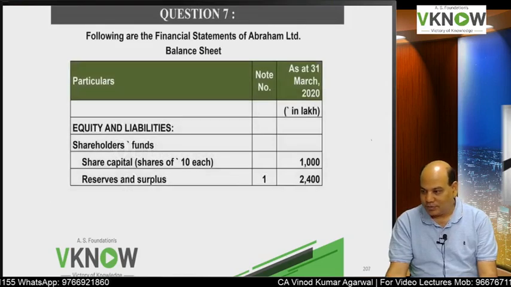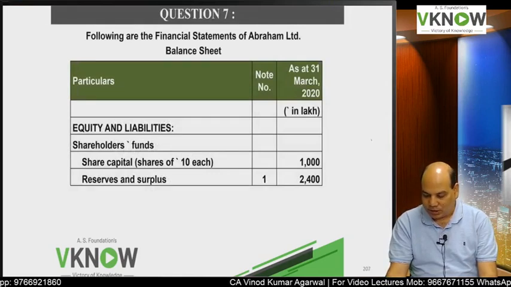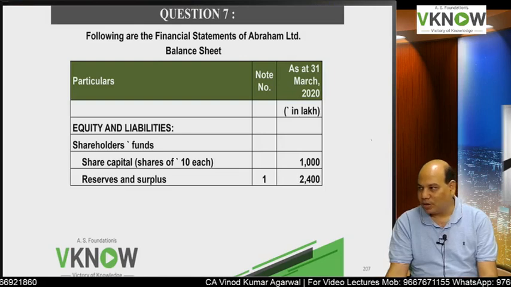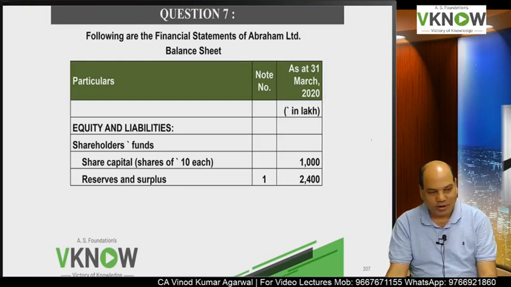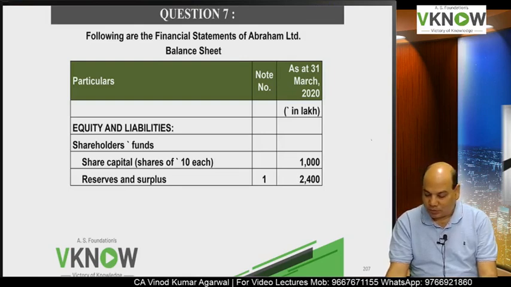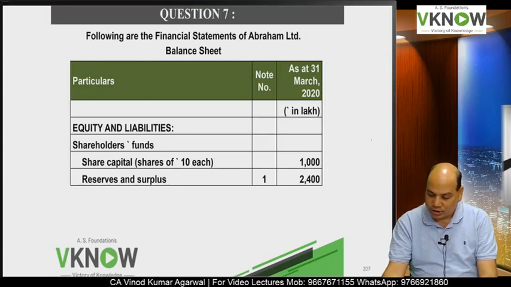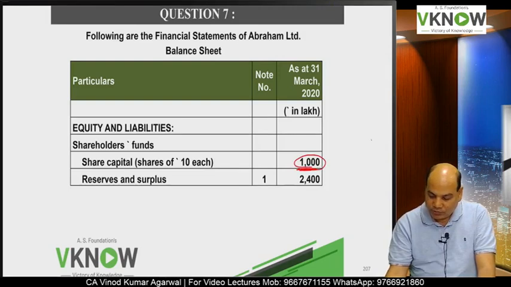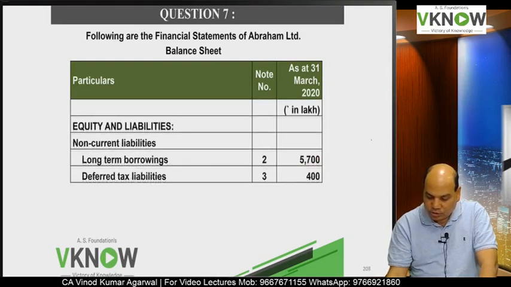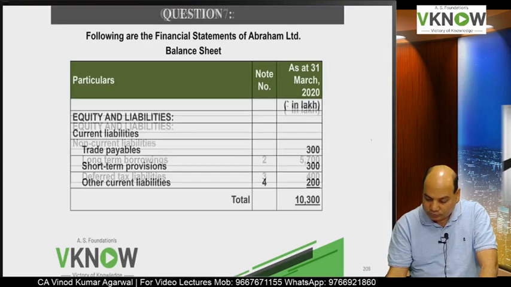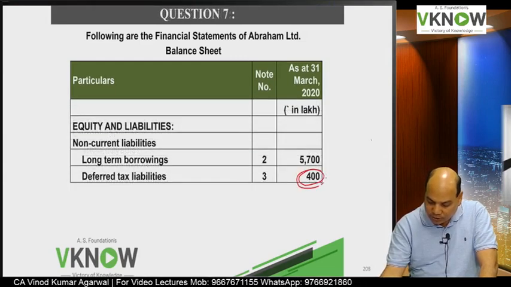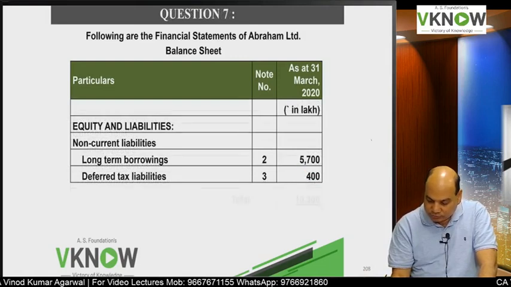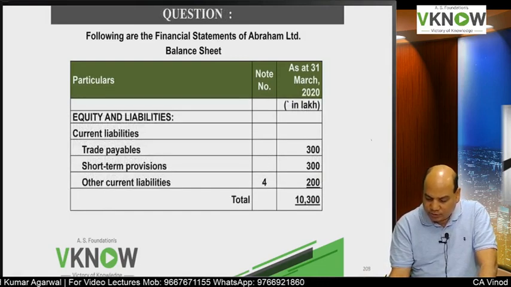From the following financial statement of Abraham Limited, balance sheet, again they have given you the old format. We have to assume that Abraham Limited falls under Ind AS. Share capital of rupees 10 each, means there are 100 lakh shares. Reserve and surplus, note 1, almost similar problem. Long term borrowing, deferred tax liability. This time also you have deferred tax liability and deferred tax asset in the question. Almost the same problem. Trade payable, short term provision, other current liabilities.